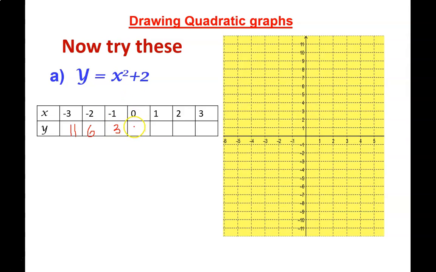0 squared is 0. Plus 2 is 2. 1 squared is 1. Plus 2 is 3. 2 squared is 4. Plus 2 is 6. This is 6. And this one is 11. 3 squared is 9. Plus 2. Let us plot those points now. Let us plot them using this grid here.